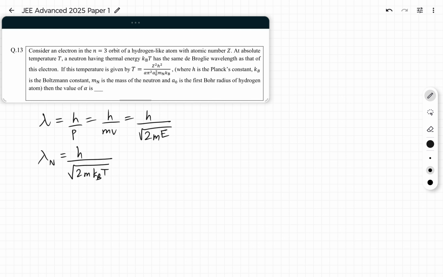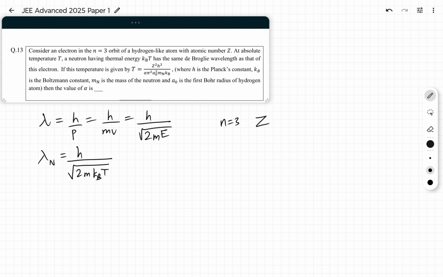The electron, there is another electron. This electron is in the third orbit and is revolving in a Bohr's orbit of an atom, which is hydrogen-like, but with Z number of nuclear charge, Z number of protons.